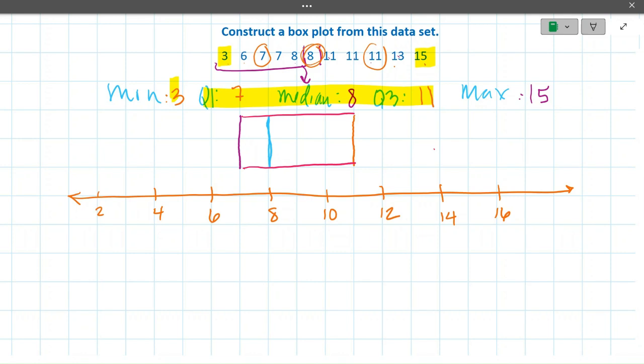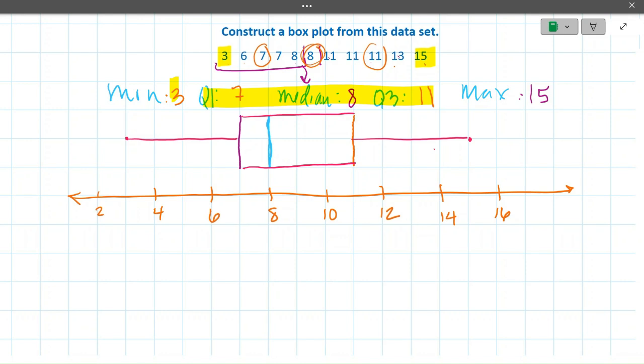All right, and now I'm going to put on my whiskers. Those are the lines that connect our rectangle to our minimums and maximums. So in this case, my minimum is 3. I'm going to put a point here, and then connect it to my rectangle. On this one, my maximum is 15. Put a point on 15 and connect it.